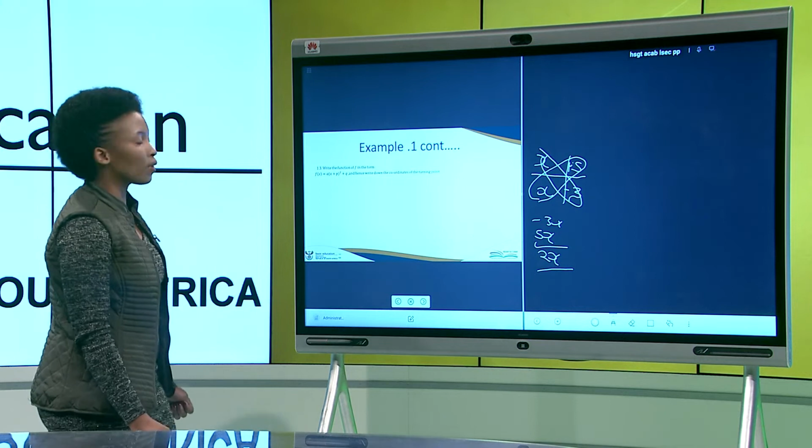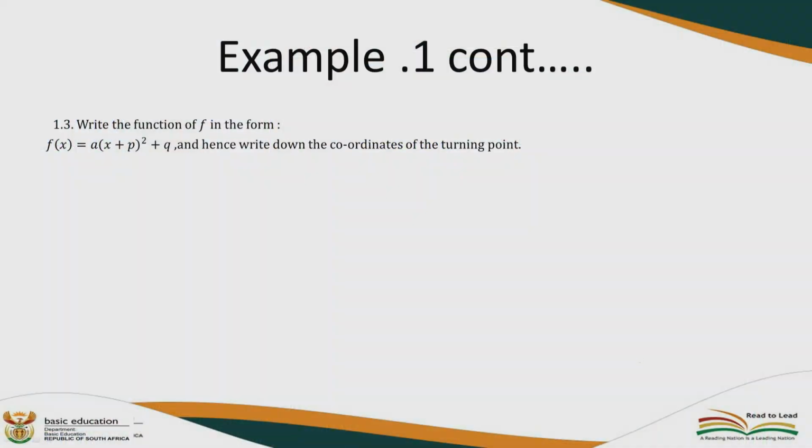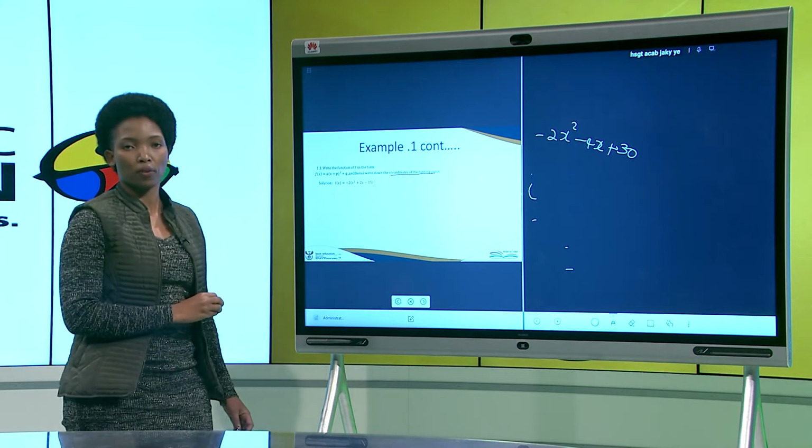We need to write the function f in the form f at x is equal to a into x plus p all squared plus q. And hence, you need to write down the coordinates of the turning point from that, okay? From our given function, our function was in the standard form, negative 2x squared minus 4x plus 30. That was our original function.